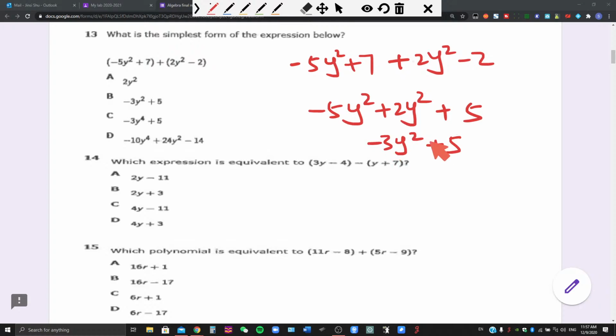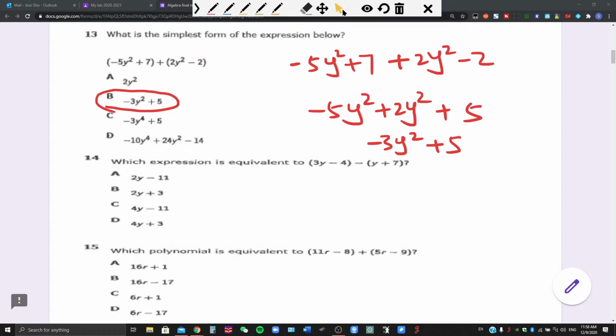And be careful, here you cannot further add up, because you cannot add negative 3y squared with 5, because they are different terms. This 5 is a simple number, and this is a term with the variable y. So they are different. You cannot further add up. So that's the result. Negative 3y squared plus 5. That's it. All right. And also when they add up, they don't make a y to the fourth power. It will stay y squared. Okay.